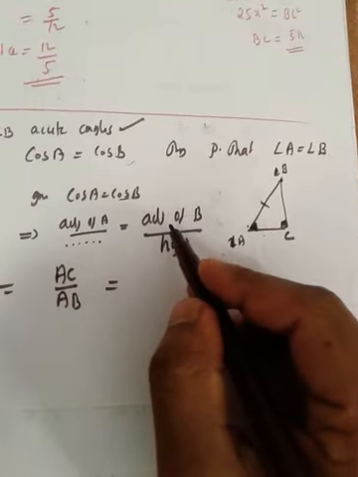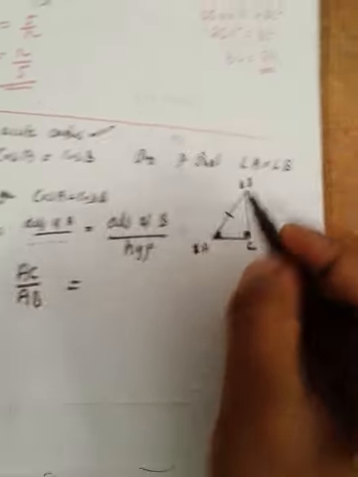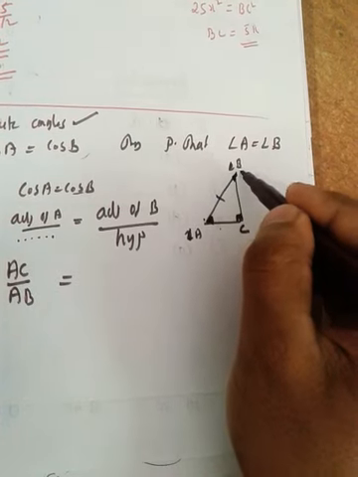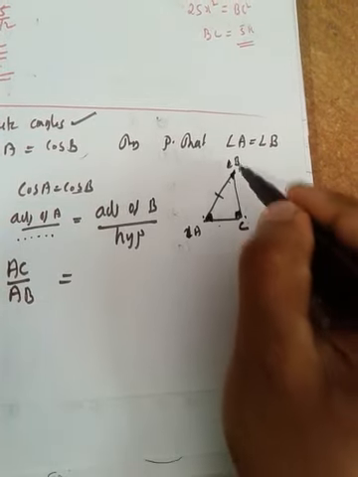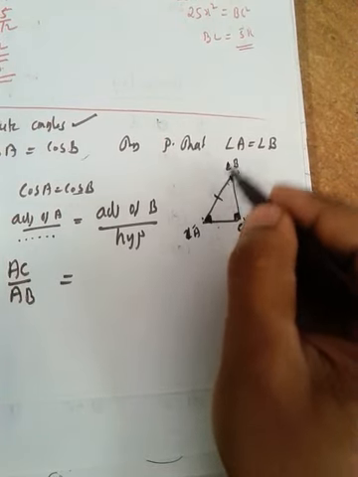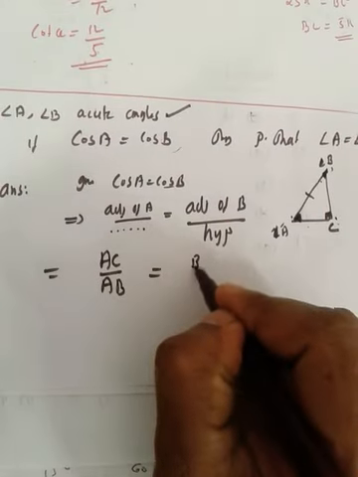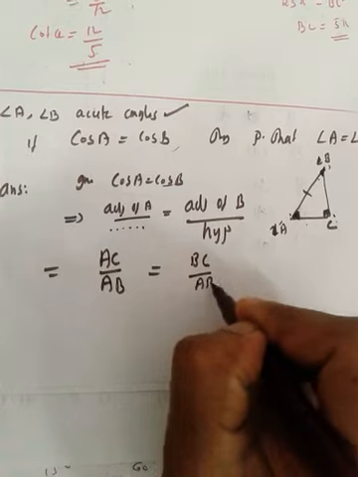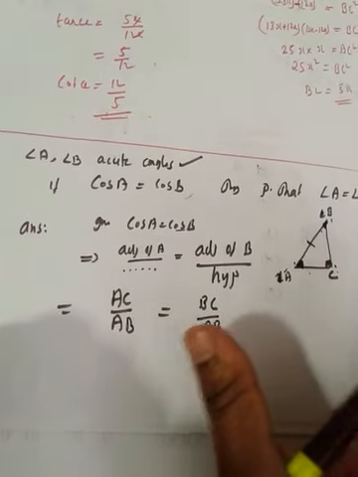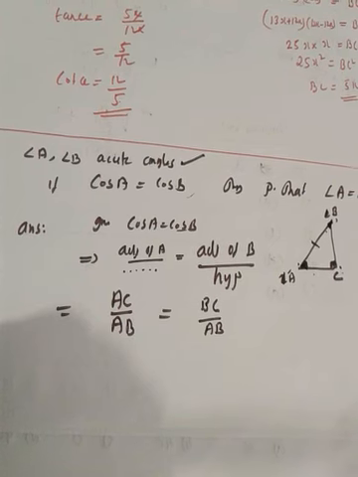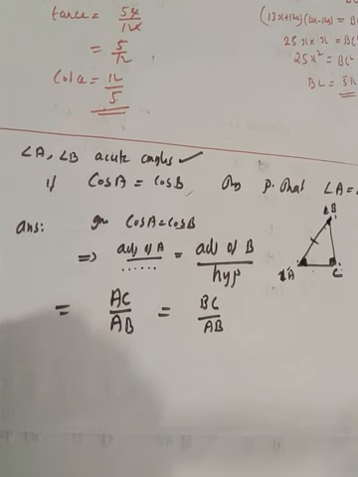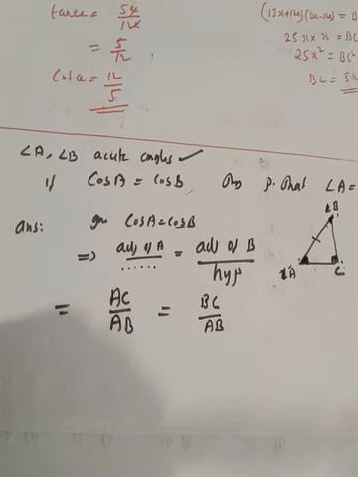Then next, right side, adjacent of B. So this is the angle B. So the adjacent is always BC, no? According to angle B, adjacent is BC and hypotenuse is, as always, AB. So here we can write BC by AB. Any problem? You may have understood, no? So left side we applied cos on angle A, right side we applied the same cos on angle B.